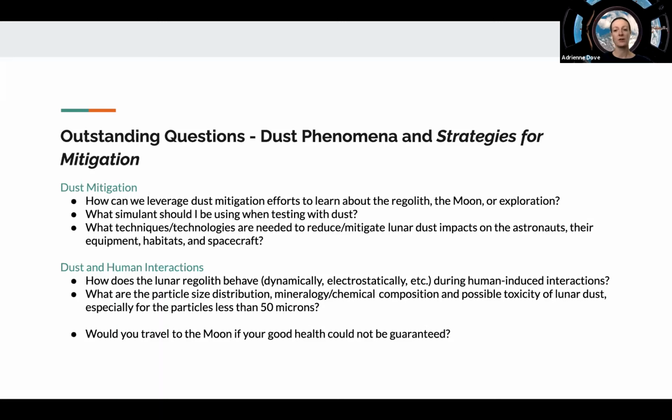And then there's a sort of a different classification, which are dust and human interactions. So how does the lunar regolith behave during human-induced interactions? This is everything from landing to surface operations to just sort of having a presence of things on the surface. And then what are things like particle size distribution, composition, potential toxicity of lunar dust that are going to be important to better understand, especially for particles less than 50 microns. And this is driven by biological concerns. And then there was a good question, which was, what would you travel to the moon if your good health could not be guaranteed? And this is good health related to dust specifically.